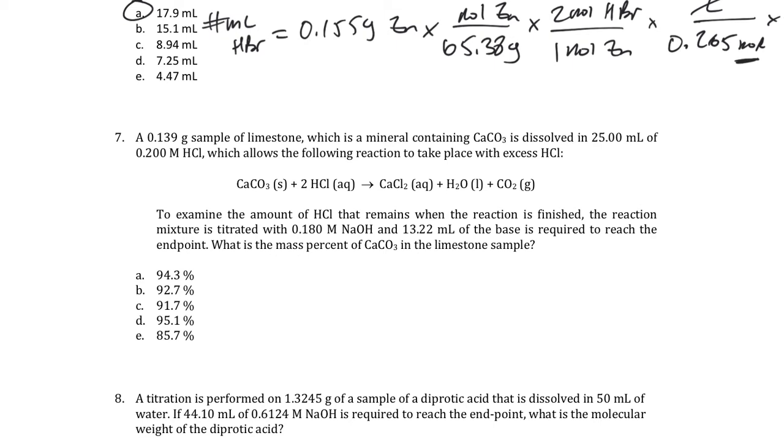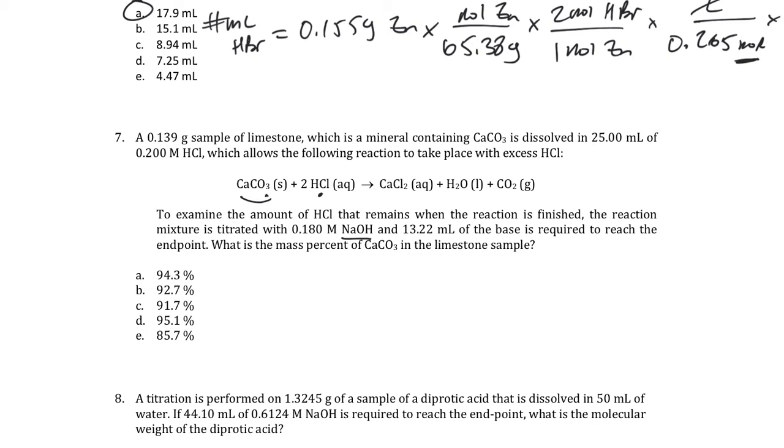Number 7: we've got a sample of limestone, a mineral containing calcium carbonate, dissolved in 25 mL of acid, which allows this reaction to take place, where calcium carbonate reacts with acid to produce some products. To examine the amount of HCl that remains after this reaction is completed, the mixture is titrated with base. So we're adding HCl here to react with all the calcium carbonate in our sample.